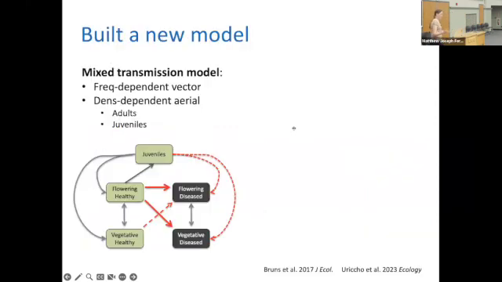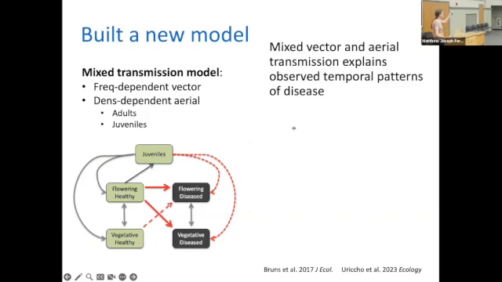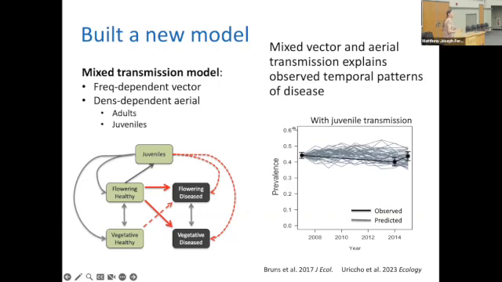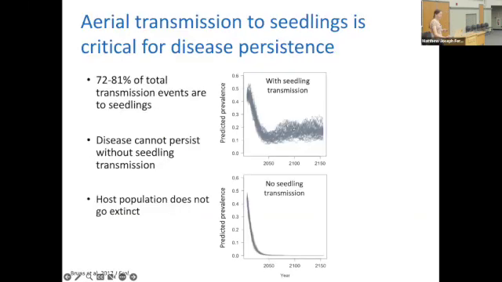So we went back to our model and fixed it to add this second transmission route, where we had now a density dependent transmission route to seedlings that accounted for this higher level of susceptibility. And when we put all this into the model, so this is basically a mixed vector and aerial transmission model, we get a lot better. Now we can sort of predict the amount of disease that we actually see in the field.